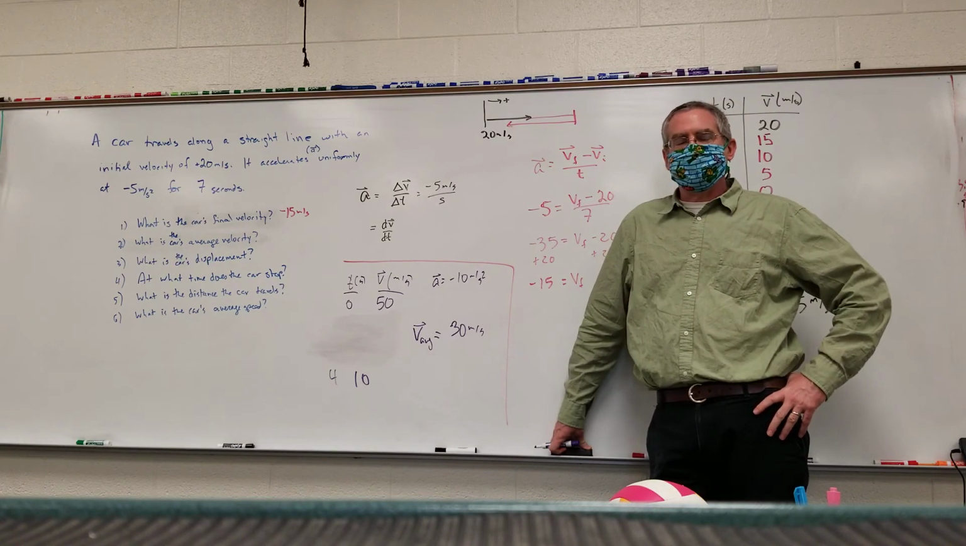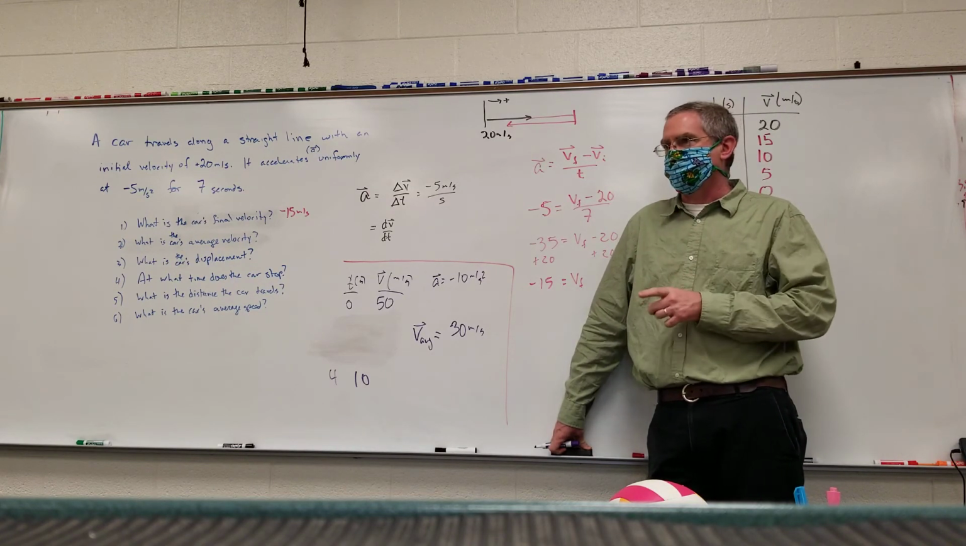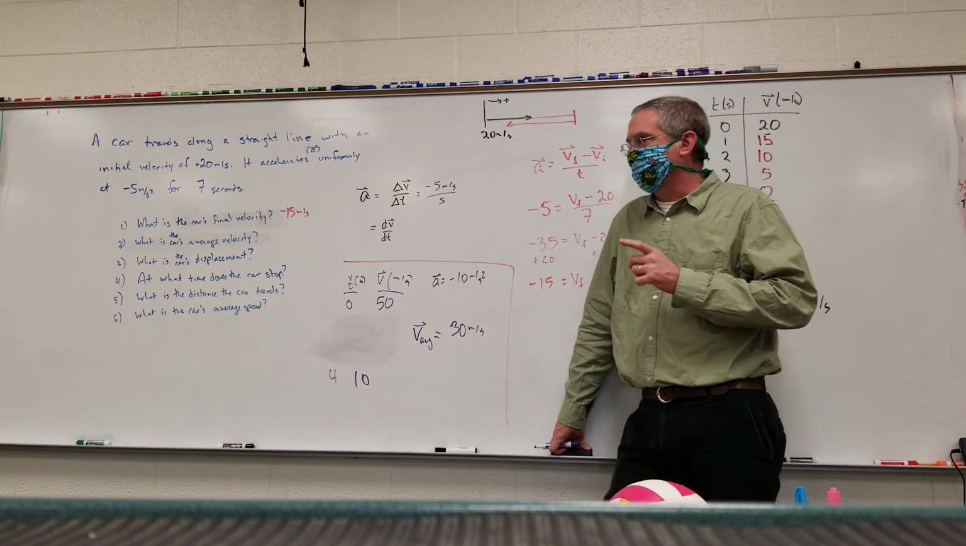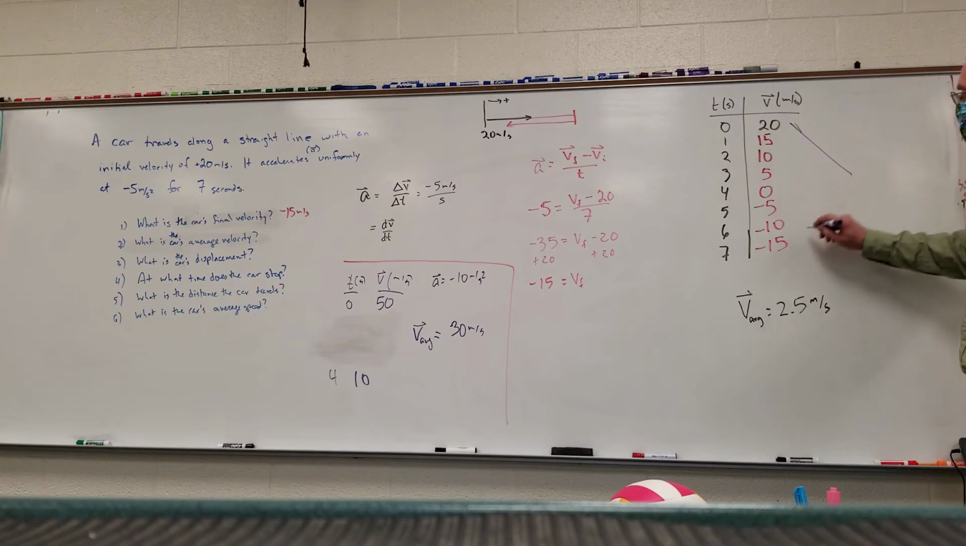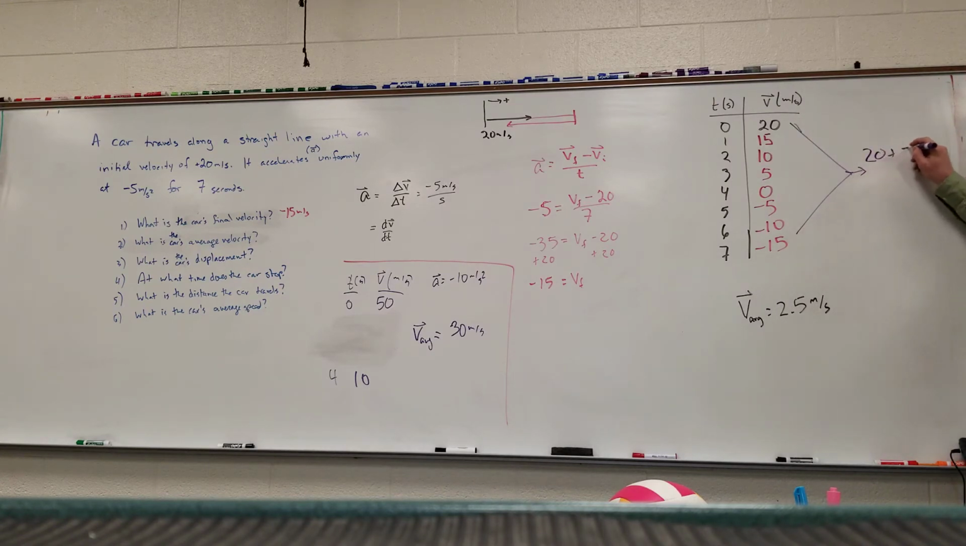So if acceleration is constant, then you actually can find the average just by averaging the first and last one. 20 plus -15 over 2, which is 5 over 2, which is 2.5.